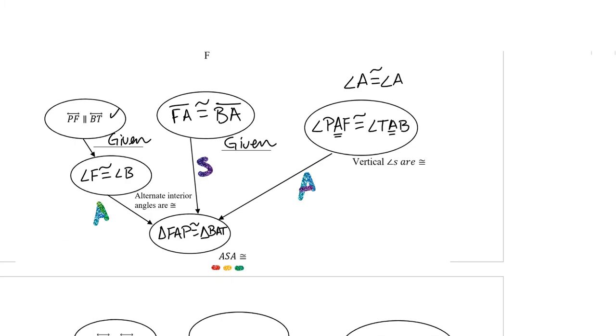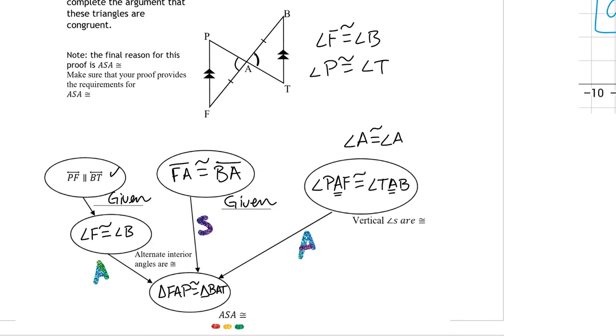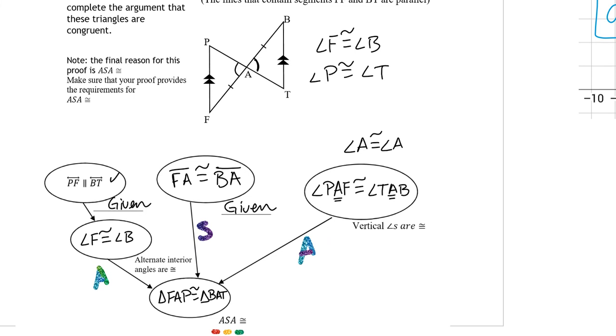For some reason, OneNote's not redrawing itself. There it is. It's all there. That is the only flowchart proof we had to do for this test.